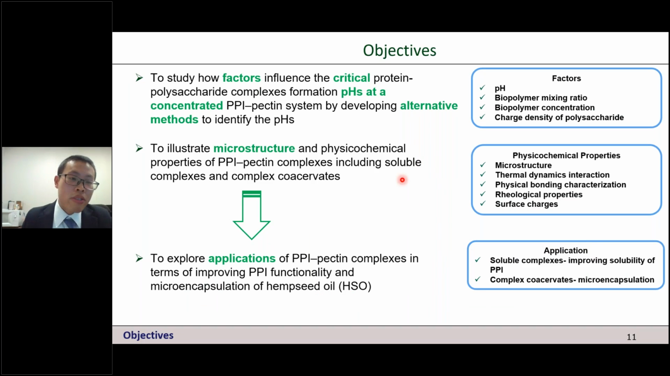Therefore, this study has three objectives. First, we studied how factors influence the critical protein-polysaccharide complex formation pHs in a concentrated PPI-pectin system by developing alternative methods to identify the pHs, including pH, biopolymer mixing ratio, concentration, and charge density of the polysaccharides. Then we illustrate the microstructure and physicochemical properties of PPI-pectin complexes, including soluble complexes and complex coacervates. Finally, we explored applications of PPI-pectin complexes in terms of improving protein functionality and microencapsulation of hempseed oil.